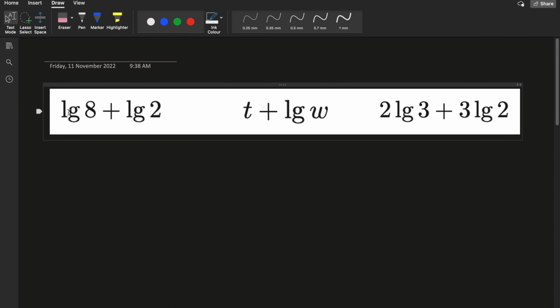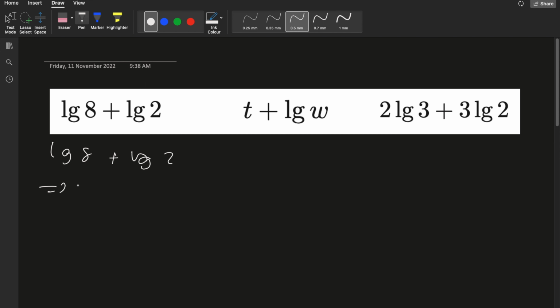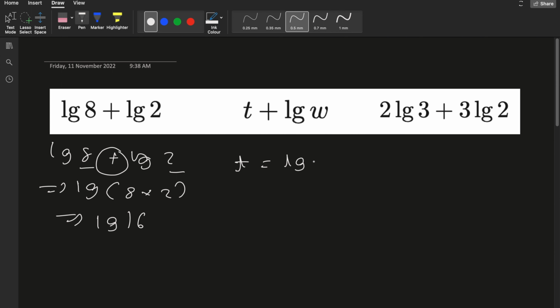So the first one would be log 8 plus log 2. So we're using the addition rule, so it would be log 8 times 2 because there's this symbol in between, meaning we're supposed to multiply this and this. That gives log 16. Okay, over here we can write t as log 10 to the power of t.